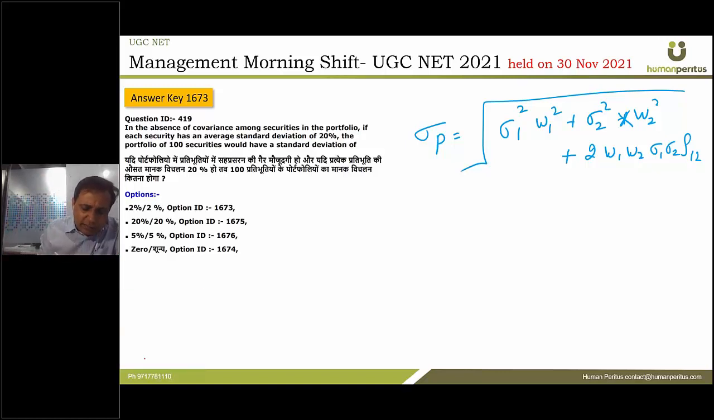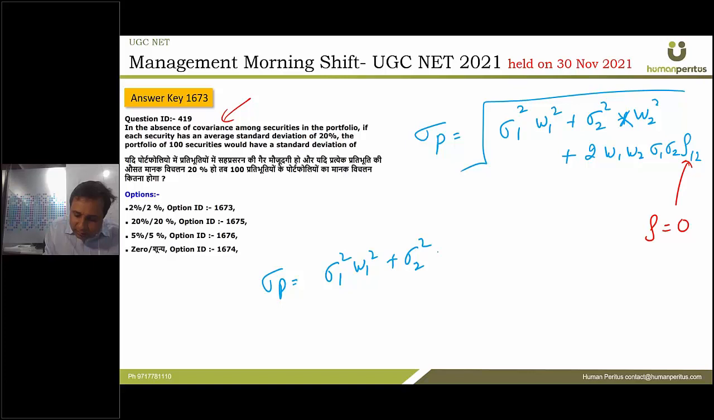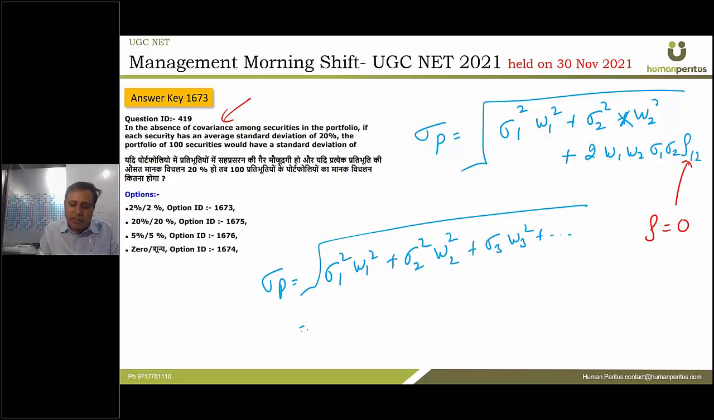So in this question, what they have given is that there is an absence of covariance. So covariance हमारा 0 है. So सारे this will become 0. So the formula will reduce to हमारा क्या बन जाएगा? This W1 square, standard deviation of first square, plus weight of second square, standard deviation of second security का square, plus weight of 3, so on till 100. ठीक है. अब पहले का standard deviation सबका 20% है, so सबका 0.2 ये वाला वैल्यू है. 0.2 square, 0.2 square, 0.2 square plus plus plus, और weight कितना है?